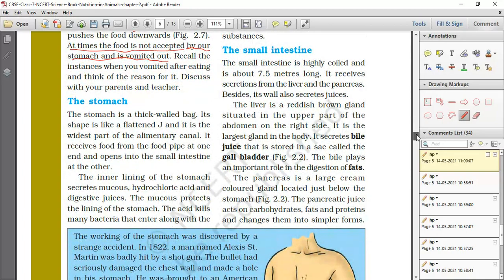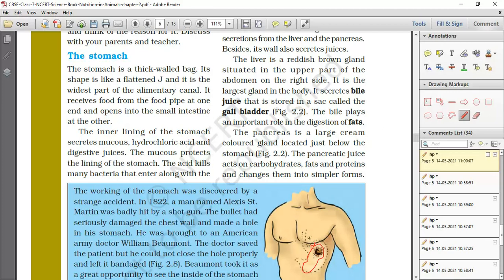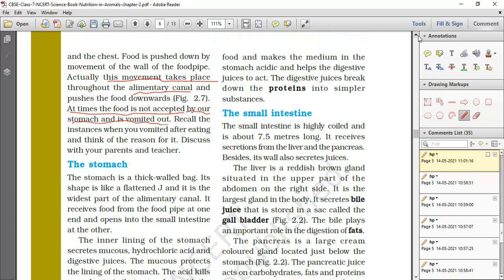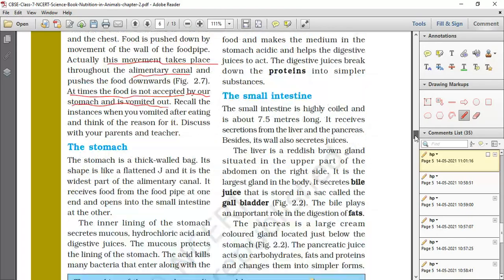The stomach also secretes hydrochloric acid and digestive juices. The mucus protects the inner lining of the stomach. The acid kills many bacteria that enter with the food, and makes the medium in the stomach acidic, which helps the digestive juices act on the proteins and break them down into simple substances.